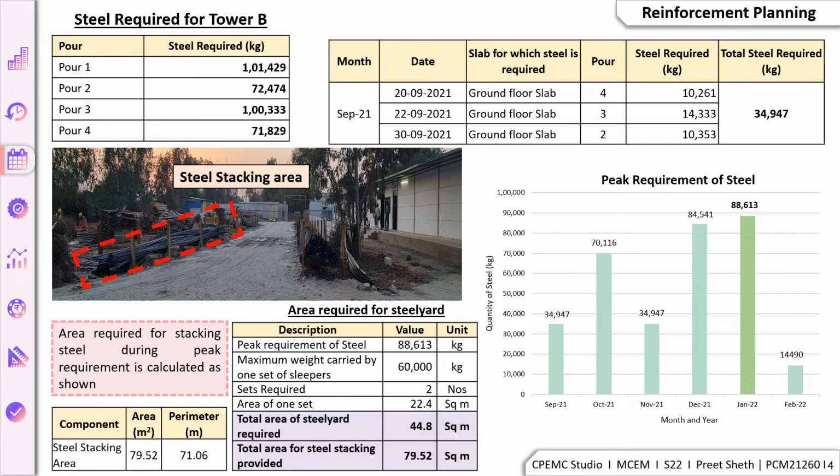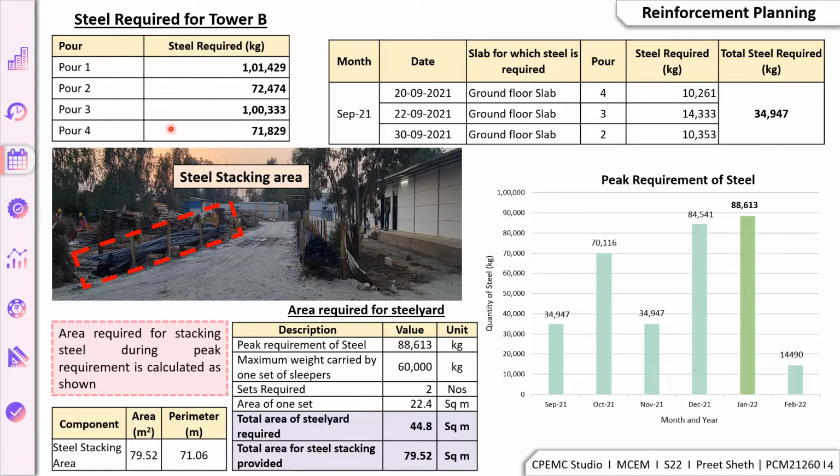Now talking about reinforcement planning. In reinforcement planning, we first calculated the steel required for Tower B. Tower B is divided into 4 pours, pour 1, pour 2, pour 3 and pour 4, and the steel required for each pour is calculated as follows.